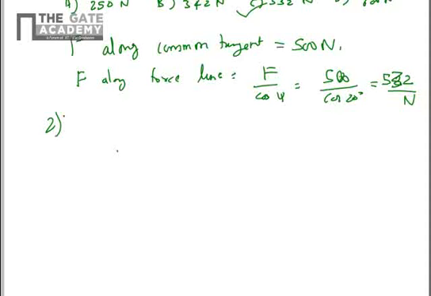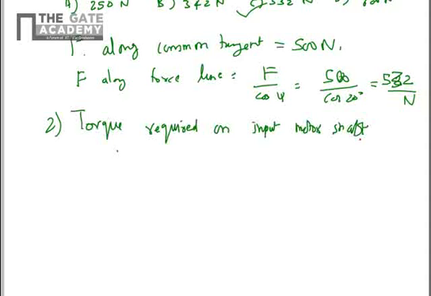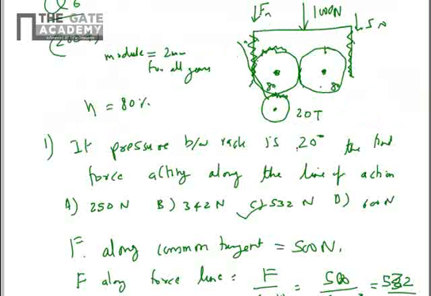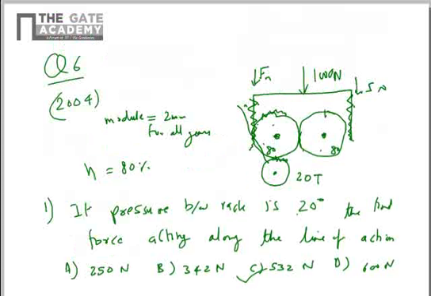The second part of the question is the torque required on the input motor shaft to create the output thrust. The output thrust is 1000 Newton in this case, and the drive efficiency is 80%. So we have to solve for this. For that we need to calculate the torque on the driven gears first, and from the driven gears you can get the torque on the driver gear.